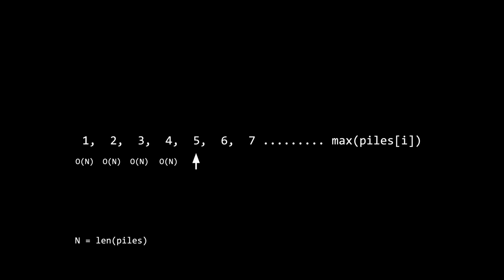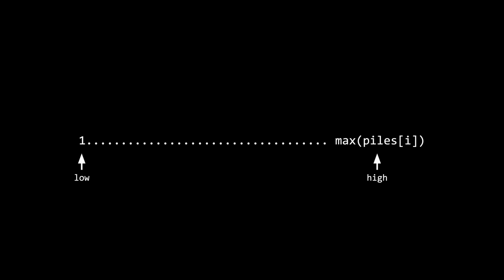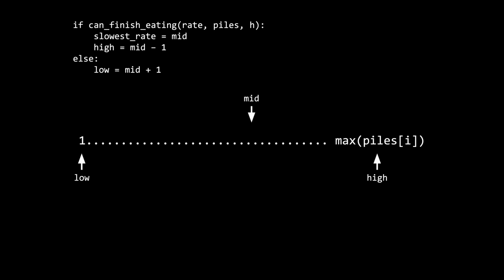At this point, we should make the key realization that we are essentially trying to find a value in a sorted list. And binary search is going to be a faster way to do this as opposed to a linear traversal. So our strategy is going to look like this. We know the lower bound of the rate is 1, and the upper bound on the rate is the maximum of piles. So these are going to be the low and high of our binary search. This next part is basically just an implementation of binary search.